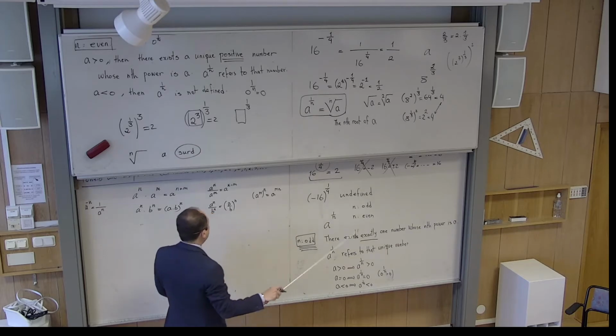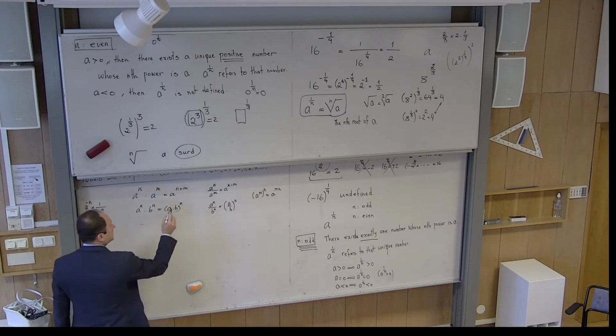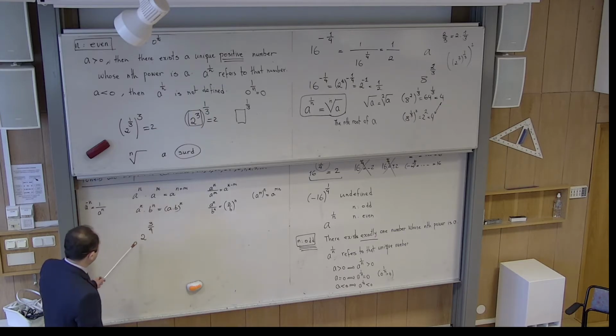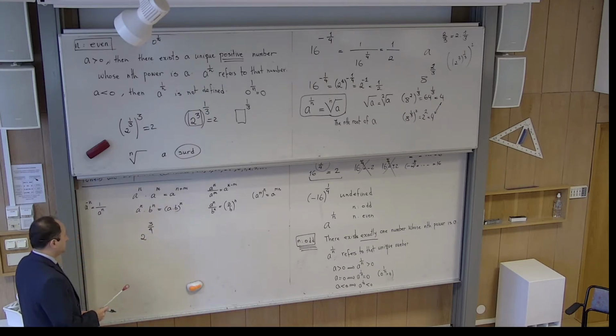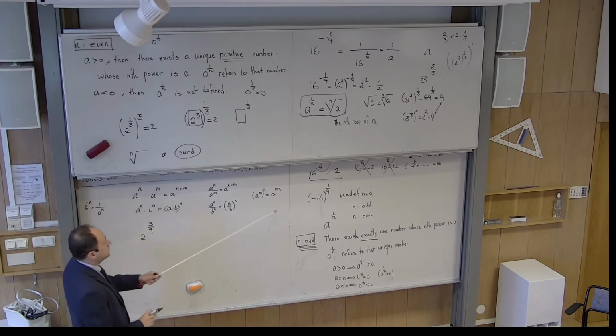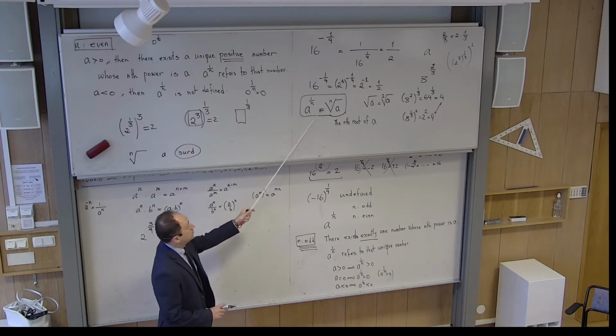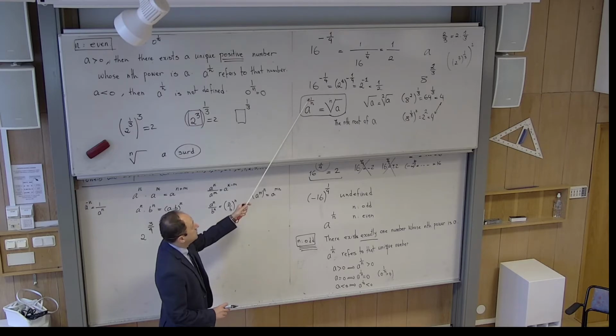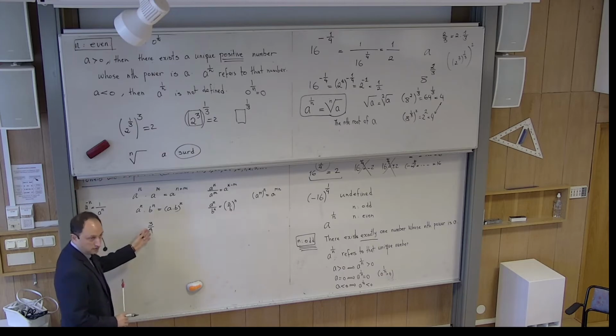Can you tell me, if I give you 2 to the power of 3/4 and ask you to write this as a surd, you cannot immediately do it, because what we have is this kind of relation, and it is important to have this number 1 on top. So it is not like that yet.